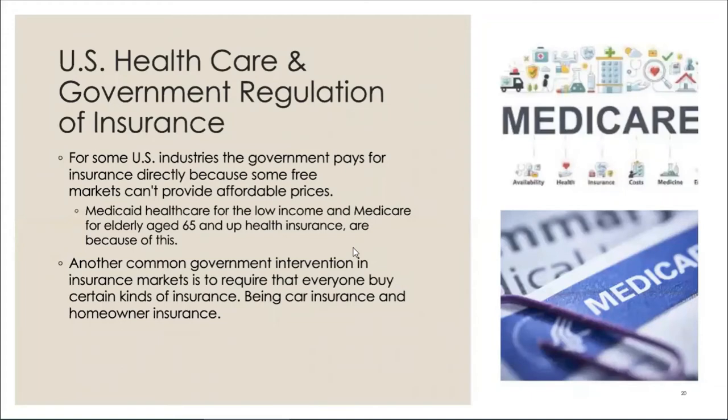All right, so we have U.S. healthcare and government regulation of insurance. So the government pays for insurance directly because the free markets can't provide affordable prices. This allows for presidents to have Obamacare and to have Medicare and Medicaid plans available for low income and elderly patients. Another common government intervention is that insurance markets require that everyone buys a certain kind of insurance. You can have car, homeowners, cybersecurity, and medical, as we all know.